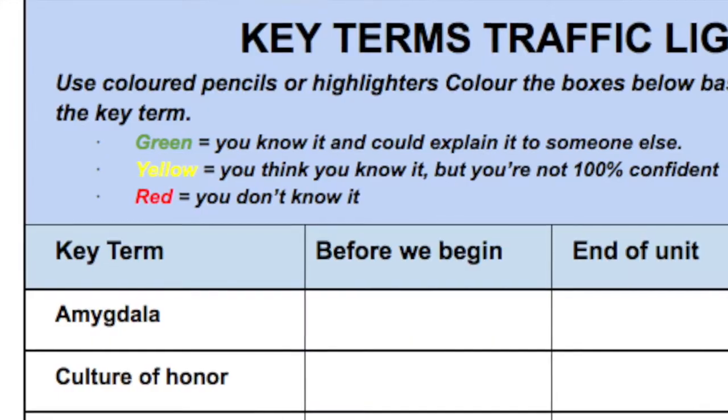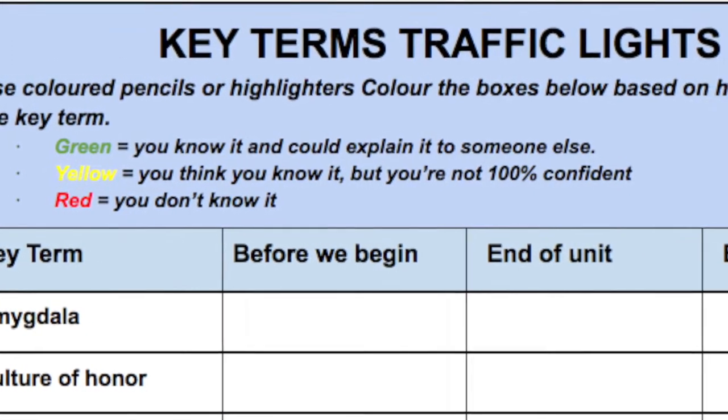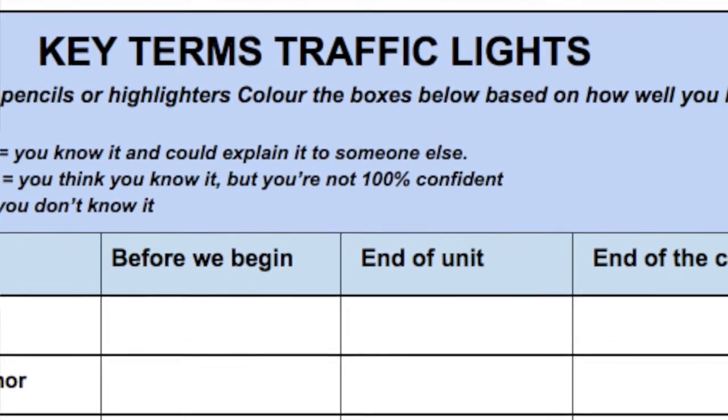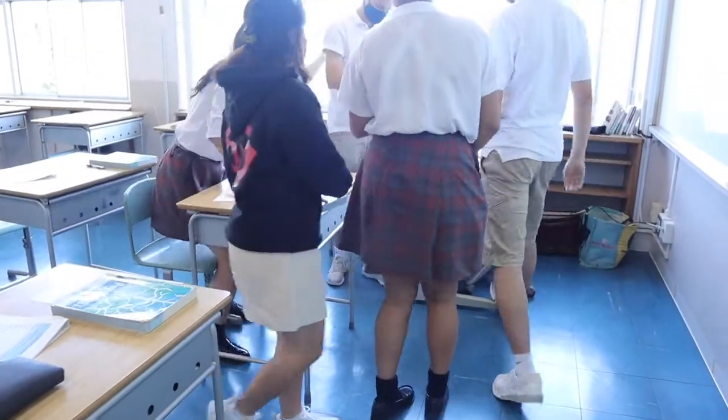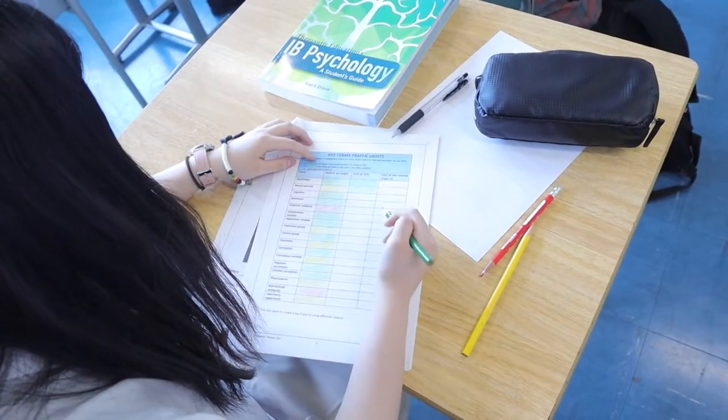Now, the key terms traffic lights, it's real basic. It's a list of the key terms with 3 columns. The first column is before the unit, then the middle, the end of the unit, and then finally the end of the course, maybe at the end of the year. So it's a list of the most important key terms, and then students use colored pencils and they simply color code it. Now, you might realize by now I'm quite a fan of color coding.